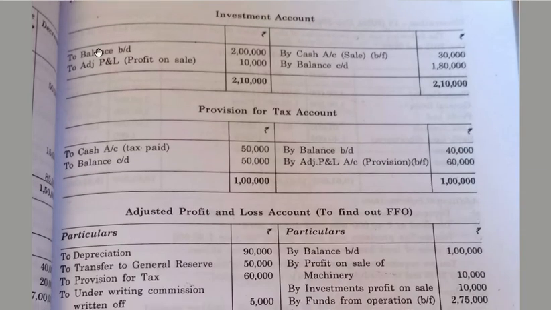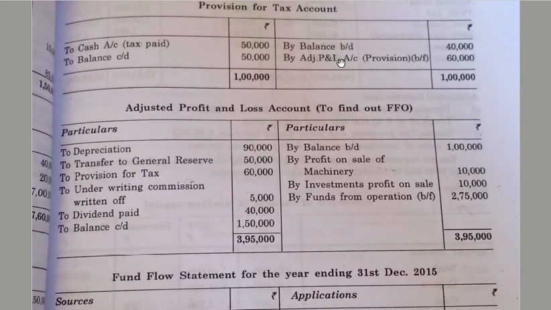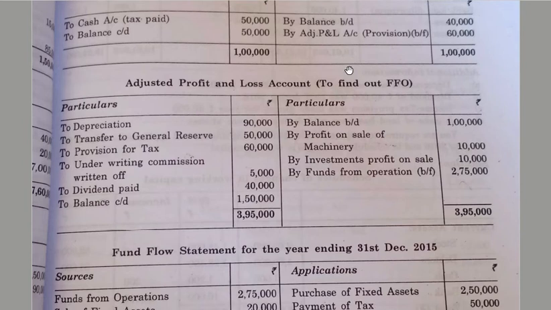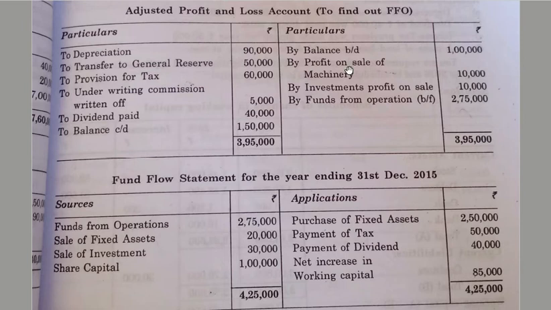So investment account, to balance brought down 2 lakh, by balance carried down 1,80,000. So to adjusted profit and loss account, which is a profit on sale, which they have given in your adjustment 10,000. So by cash account, sales balancing figure 30,000. Provision for taxation, by balance brought down 40,000, to balance carried down 50,000. So to cash account, which they have told tax paid 50,000. So by adjusted profit and loss account, which is your balancing figure, which is your provision to be made for the current year 60,000. So you have your adjusted profit and loss account.